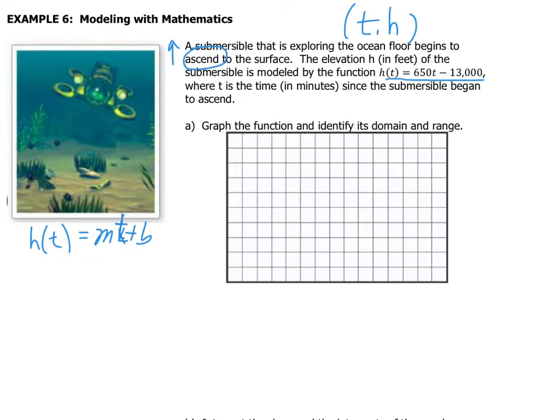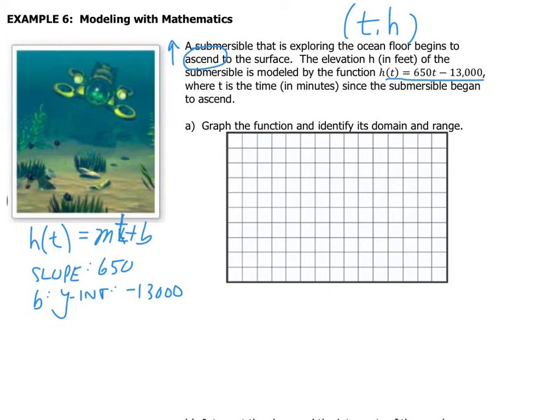Okay? So with that in mind, my slope is 650. My b is the y-intercept. The y-intercept in this case is -13,000. Okay? So what we want to do is we want to be able to start our graph and then see where it goes from there.